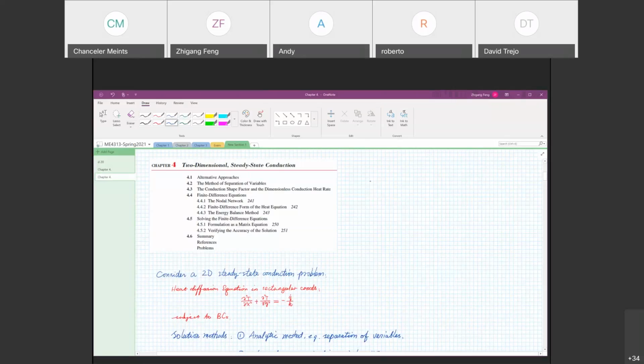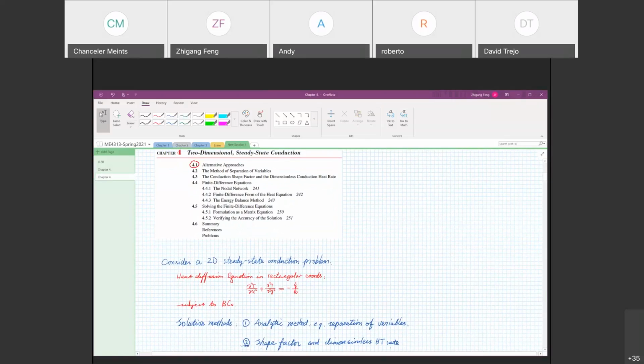All right. So we plan to cover 4.1. 4.1 is an overview of chapter 4. So it's very basically summarize what we will do in chapter 4.